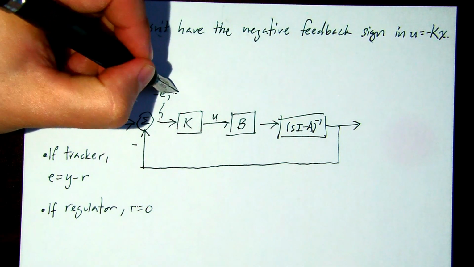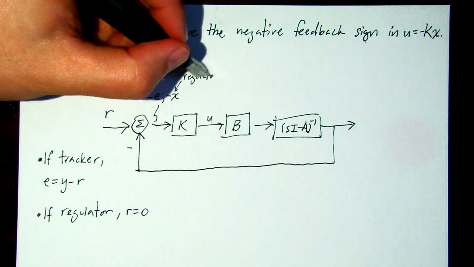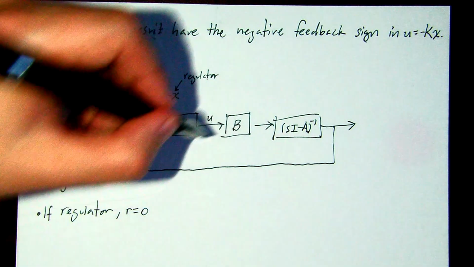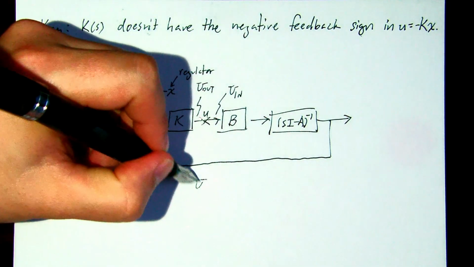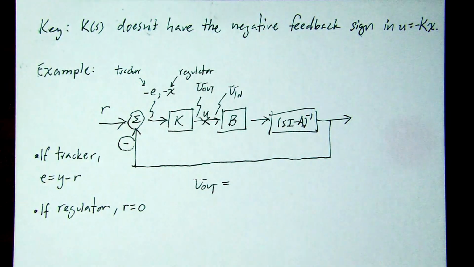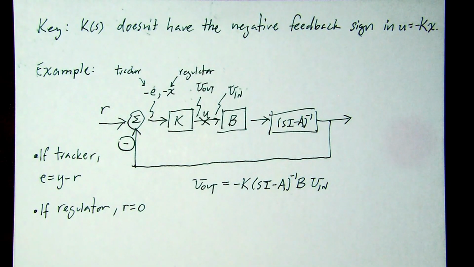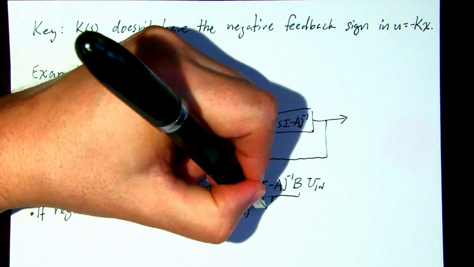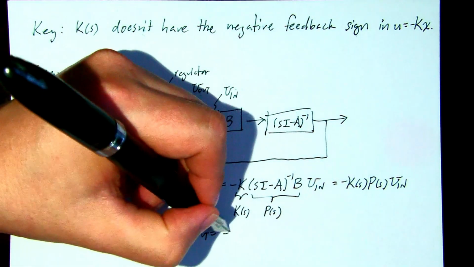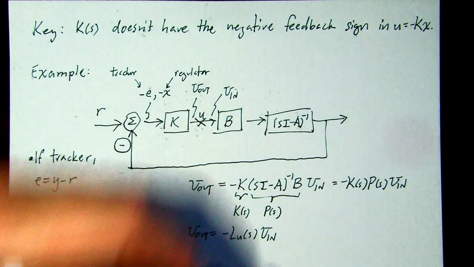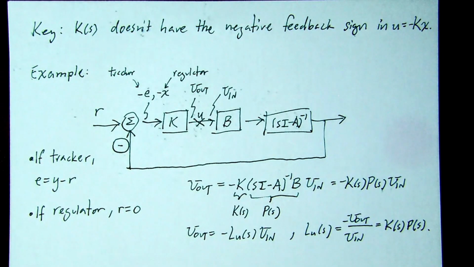If it's a regulator, then R is zero. And at the junction, it's just minus X. So both of those actually implement the negative feedback law. And both work for the calculation of loop gain. There's U in, there's U out. Going through, now there's where you get the minus sign, and then K(sI minus A) inverse B going around the loop, where K is K of S and resolvent times B is P of S. And so it's specifically minus K of S P of S times U in. It's minus the loop gain times U in. So the loop gain is minus U out over U in, which is K of S P of S.